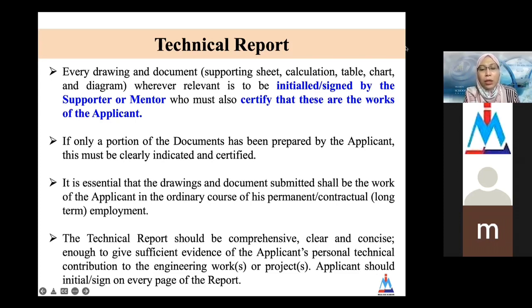Applicant should initial sign on every page of the report. So this one basically is a new term lah. So you sign at each of the page of the report.